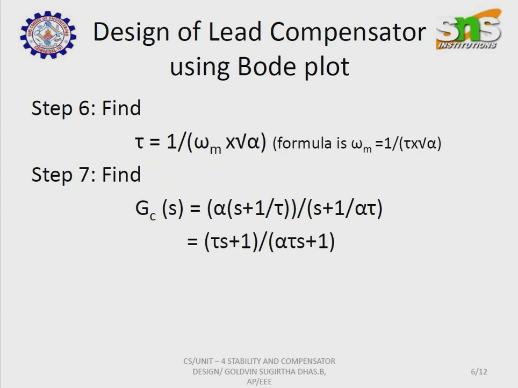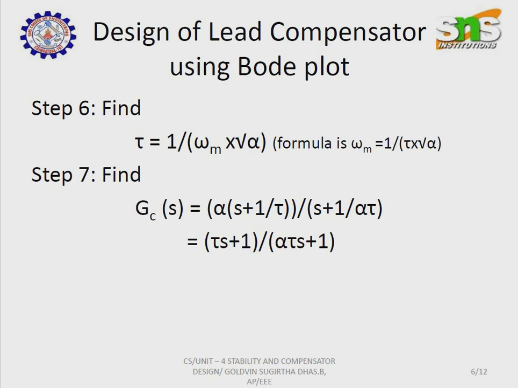After identifying that, we can use the formula for tau, which is given by 1 by omega m into root alpha. The basic formula is omega m is equal to 1 by tau root alpha. So using that we will be able to find the value of tau. If we are able to find the value of tau, we can find the transfer function of the compensator as alpha into s plus 1 by tau divided by s plus 1 by alpha tau, which is equal to tau s plus 1 divided by alpha tau s plus 1. So by this we can find the compensator.